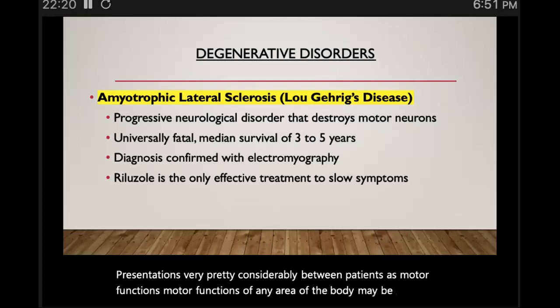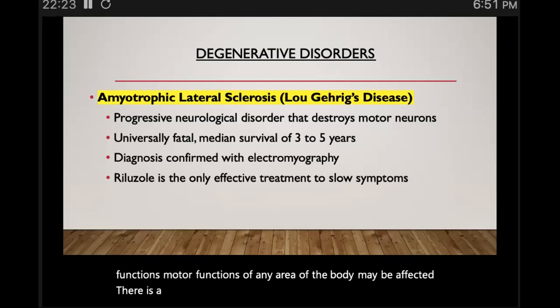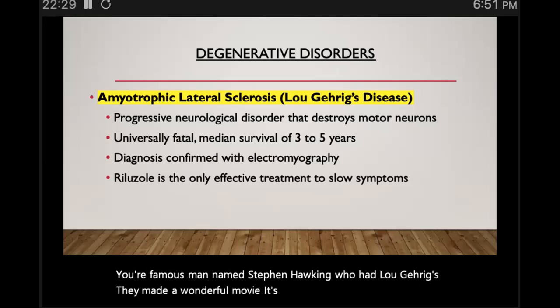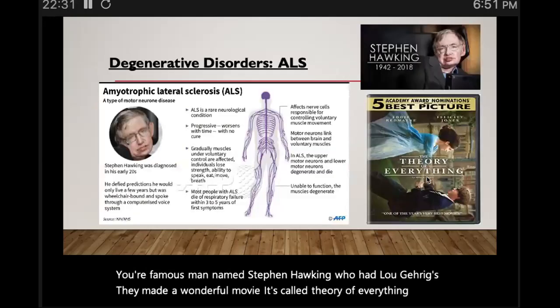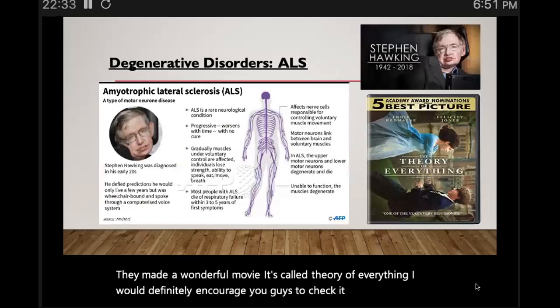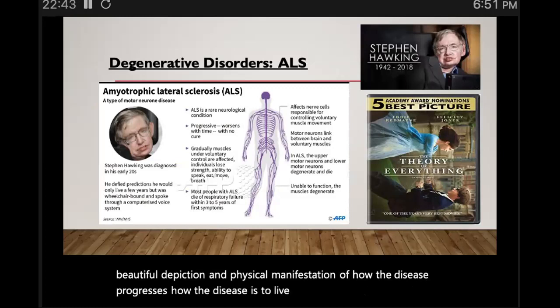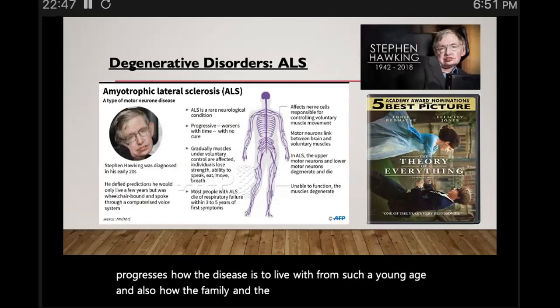There's a very famous man named Stephen Hawking who had Lou Gehrig's. They made a wonderful movie. It's called The Theory of Everything. I would definitely encourage you guys to check it out. It does a beautiful depiction of the physical manifestation, how the disease progresses, how the disease is to live with from such a young age, and also how the family and the people around the patient have to live with it and cope with it.